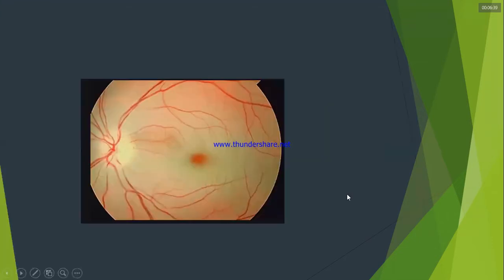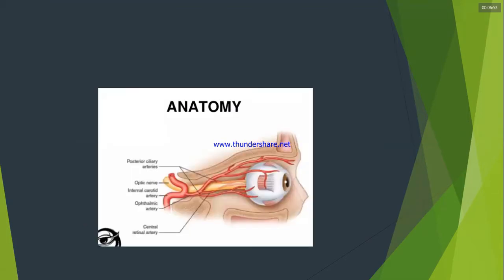CRAO. One of the characteristic features we see in the eye is the cherry red spot, which is seen at the macular area. So this is a picture of the cherry red spot. So I think this is the anatomy.